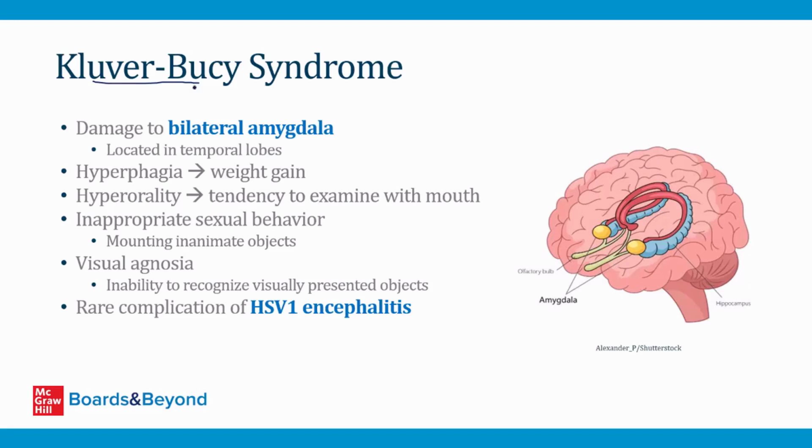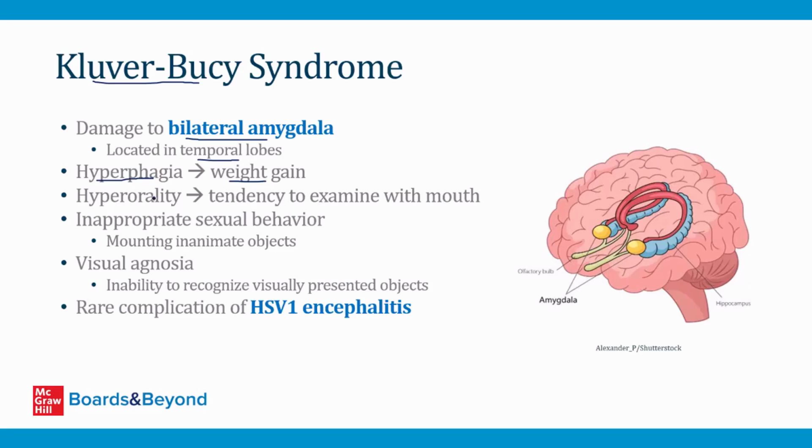Kluver-Bucy syndrome occurs when there's damage to the bilateral amygdala, and the amygdala, as we just said, are part of the limbic system. The amygdala are located in the temporal lobes, and you need damage to both the left and right amygdala to develop this syndrome. When this happens, the clinical features that occur are, first of all, hyperphagia, so patients are hungry and eating all the time, and they can gain weight.